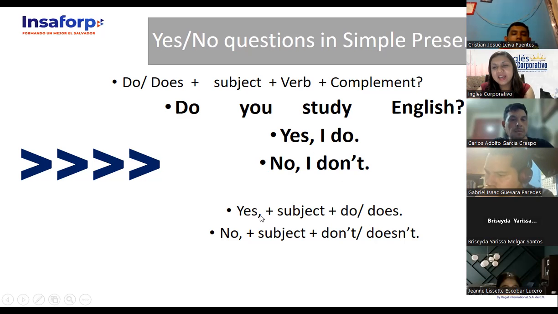And the answer is yes, plus the subject, do or does. Remember, if the subject is I, yes, I do. Yes, you do. But if it's third person singular, yes, he does. Yes, she does. Or yes, it does. The same happens in the negative. No, I don't. No, you don't. No, they don't. No, we don't. But we use doesn't for he, she, and it. No, he doesn't. No, she doesn't. No, it doesn't. Okay? Remember the structure: auxiliary, subject, verb, and complement.